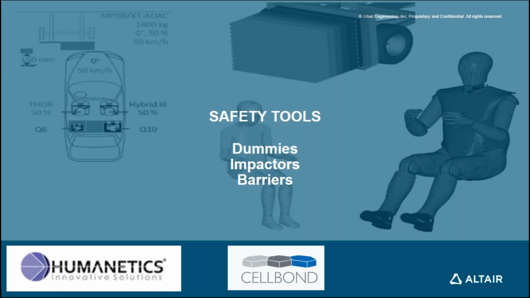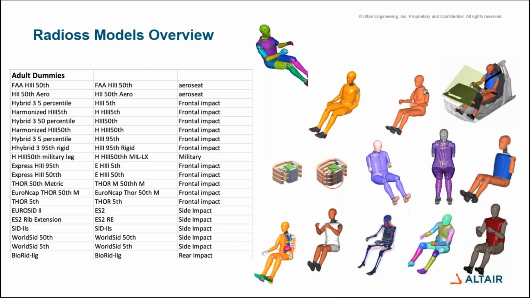And then the next one is the safety tools. For safety, we again have a tie-up with a couple of companies. Humanetics, which most of you are aware of, provides the physical dummies for the crash test, and Cellbond provides the rigid barriers. These two companies certified our solver Radioss, and they have certified our virtual dummies as well. So we have various dummies available.